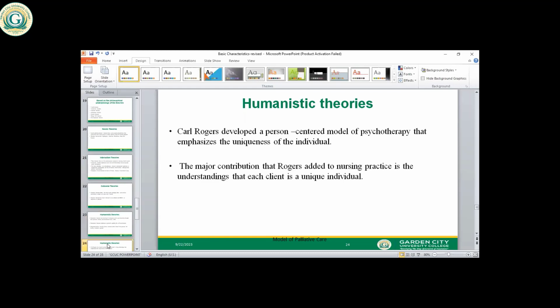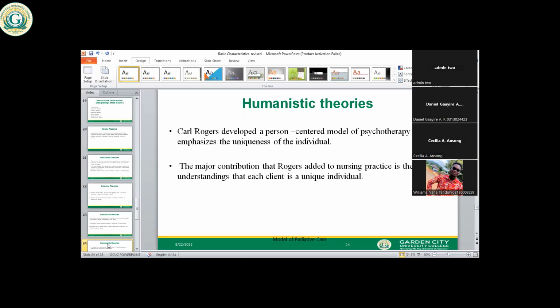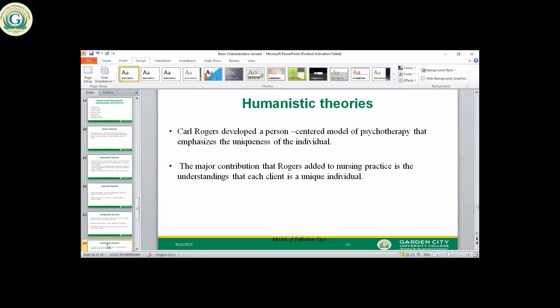We have examples of theories under the humanistic theories. We have the Carl Rogers theory. Carl Rogers developed the person-centered model for psychotherapy. This theory brings out the fact that every individual is unique. We are all unique in our own way. We all have some things that are inbuilt, and there are things that we are best at doing. So once you are able to identify whatever thing you are good at, and you focus on it, you have some level of satisfaction.